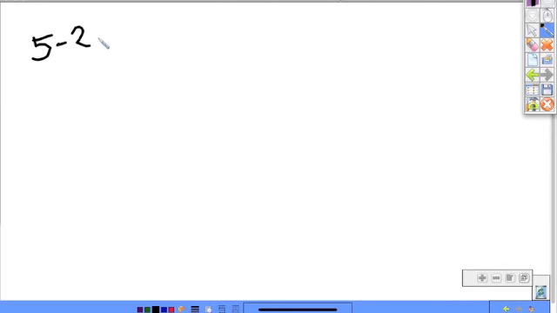5-2. Sorry, my pen's acting a little weird there. 5-2 is on rates and unit rates. Same kind of thing we were doing with 5-1 with the ratios.